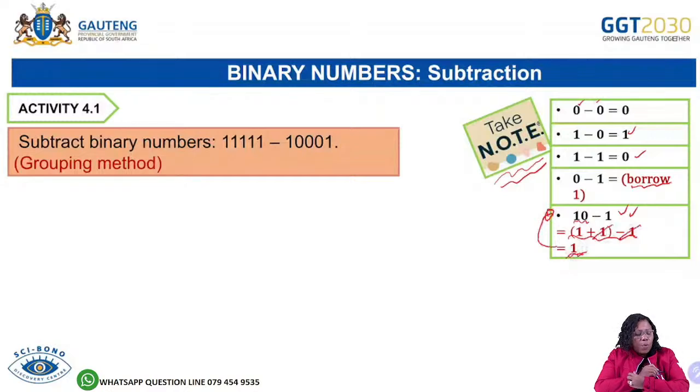Now, we are subtracting binary numbers. Here we are given 11111, we have five ones there, minus 10001 there. So we are going to do this again using the grouping method, and then we will use the column method, and then use the calculator method there. Okay, let's see, grade 12 now, which one will be easier for you? We are unfolding everything for you, and then you choose the one that is simple for you.